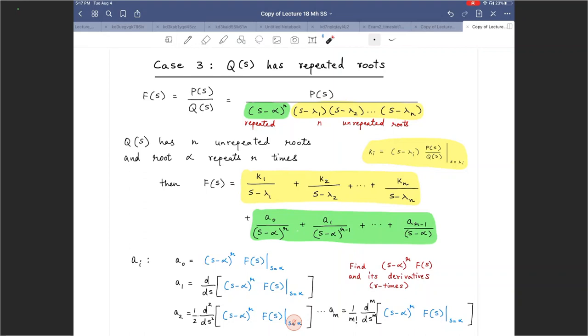All right, so these are very generic results. Obviously the problems are not going to have a lot of these terms, but you are going to need these for repeated and unrepeated roots.